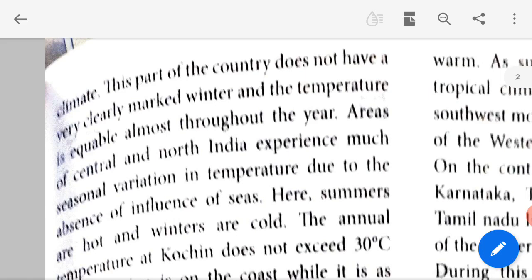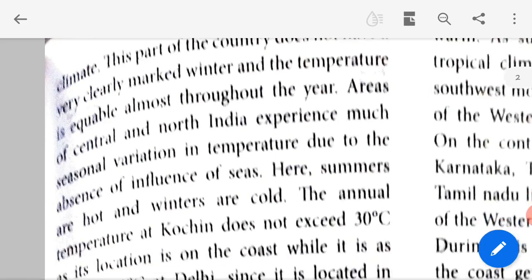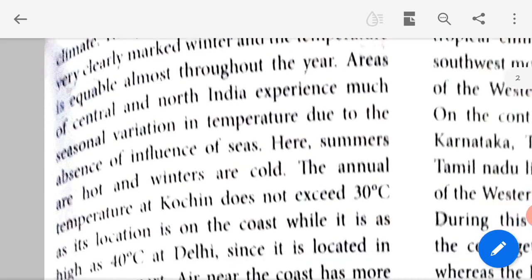Areas of the central and north India. So here we have to remember, again let me tell you, north is Jammu and Kashmir, central is somewhere like Delhi, you can think about. Areas of central and north India experience much seasonal variation in temperature due to the absence of the influence of sea. So we know our seas are located down south, in the north part we don't have seas, so they have different seasonal temperatures. In North India and in central India summers will be very hot and the winters will be very cold.